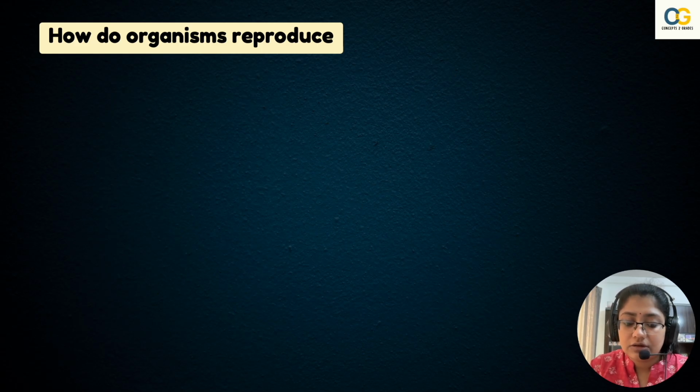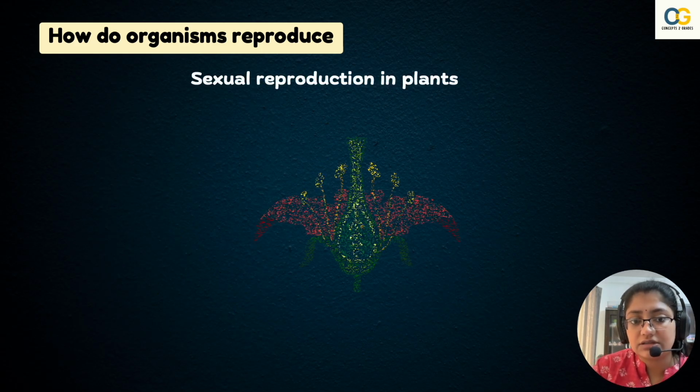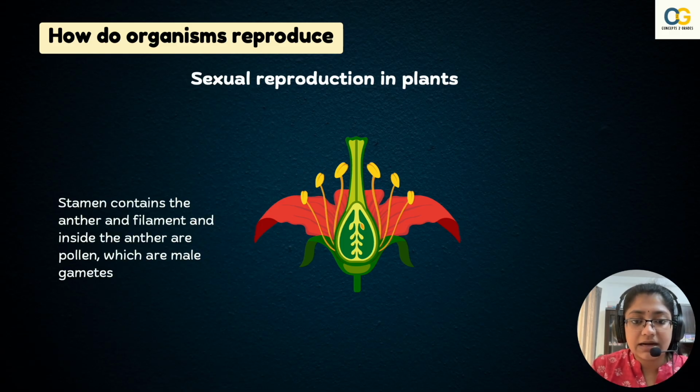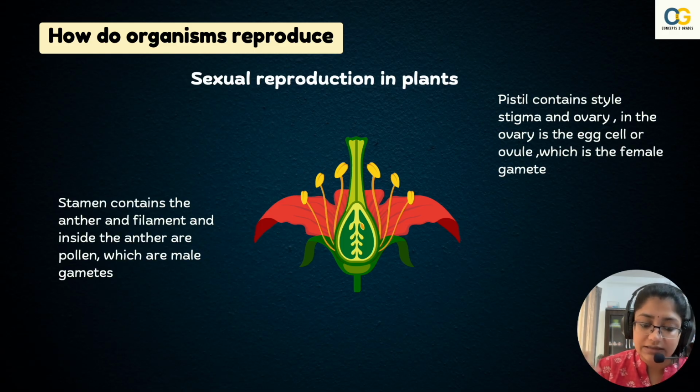Right? So now let us look at sexual reproduction in plants. In plants, there are two parts in the plant.